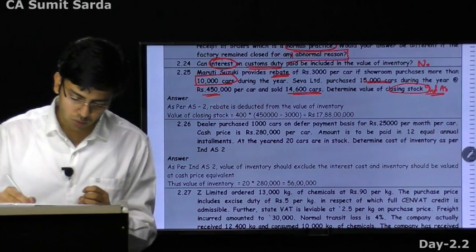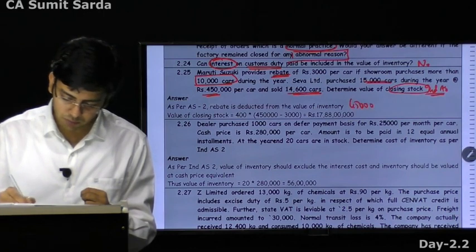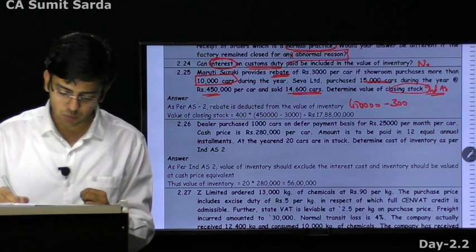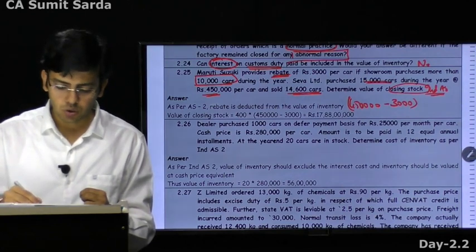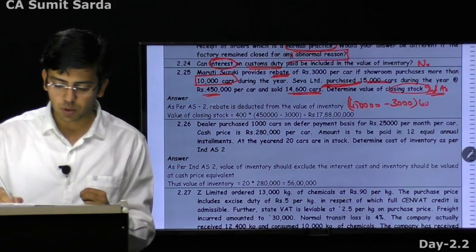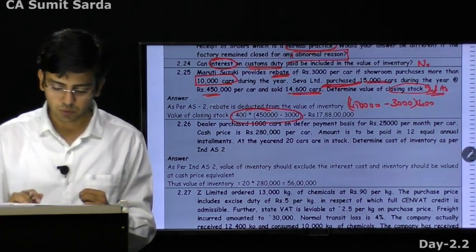So what we'll discuss over here is, the price is 4,50,000, but since you have purchased 15,000 cars, you have received a rebate of 3,000 rupees. So we'll deduct that 3,000 rupees. And how many units do you have in your stock? If I compare, 15,000 were purchased and 14,600 sold. So you have 400 cars in your showroom. That gives you your value of closing stock.